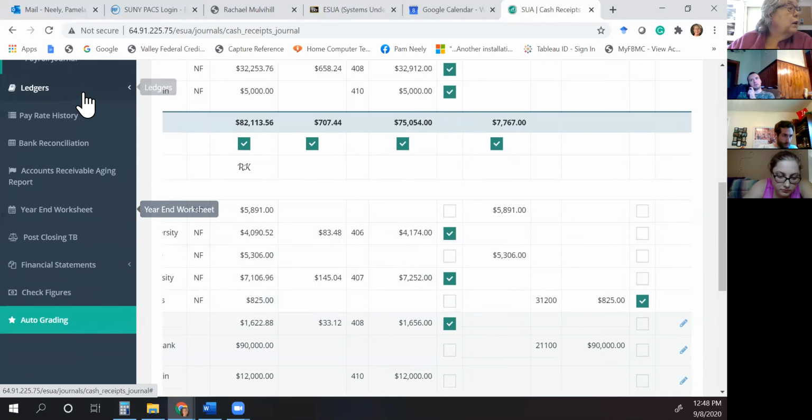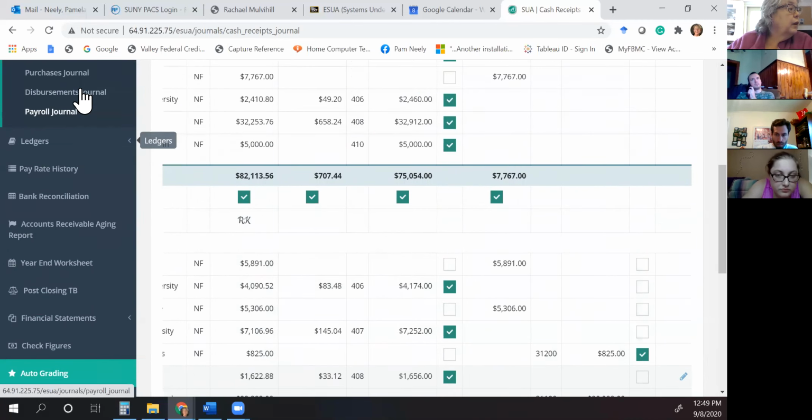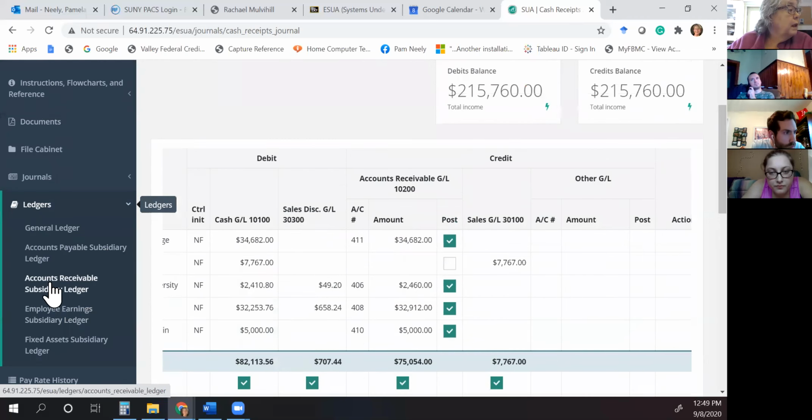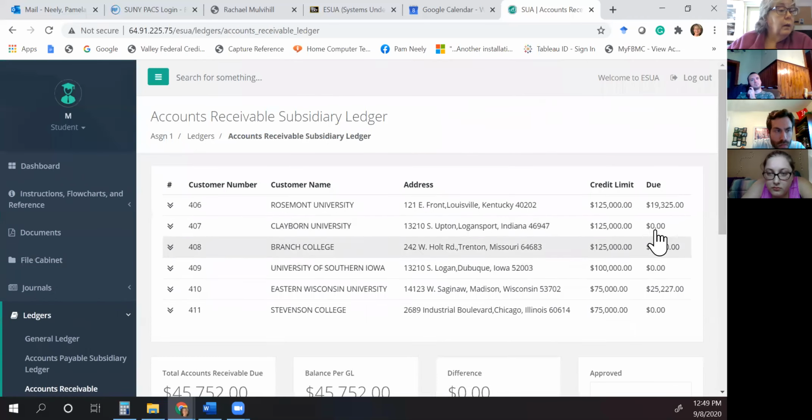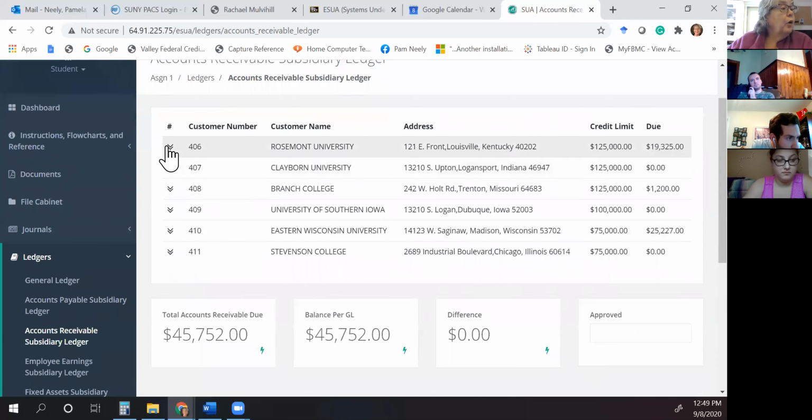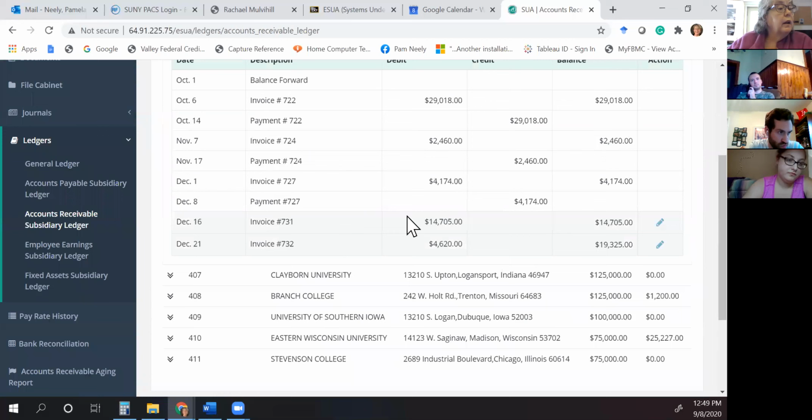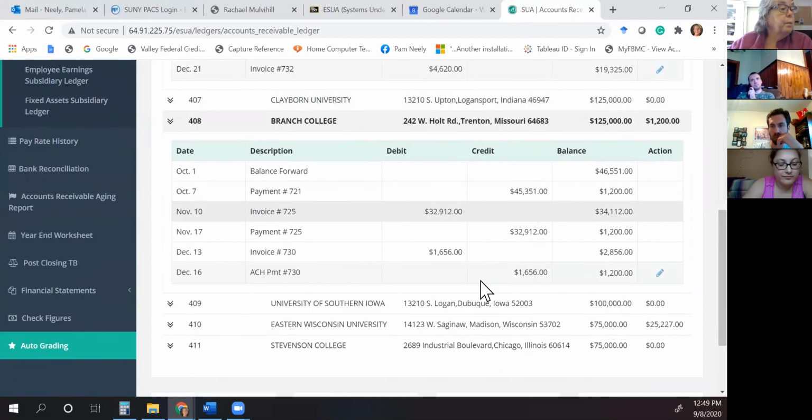All right, let's take a quick look at the accounts receivable ledger. Okay, and Rosemont had a lot of activity. They had invoice 731 and invoice 732. Claiborne didn't have any activity. Branch College had an ACH payment, and this is what I was just talking about, the fact that we want to reduce their account by the full amount that they paid. They still have a balance due of $1,200, but they get credit for the full amount of the invoice, even though they only submitted $1,622.